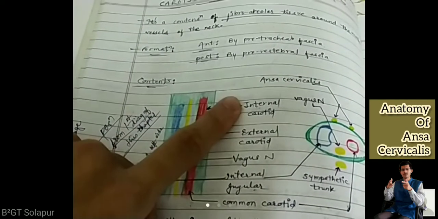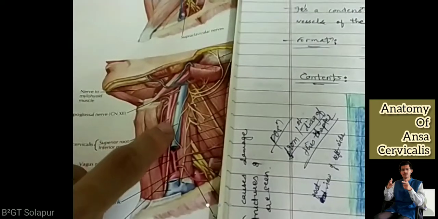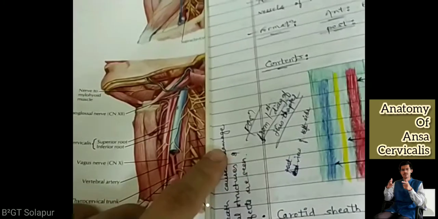Internal carotid and external carotid. External carotid goes outward. Now, what kind of orientation are you getting? This is the orientation we are seeing here, exactly opposite. Can you see? See here.